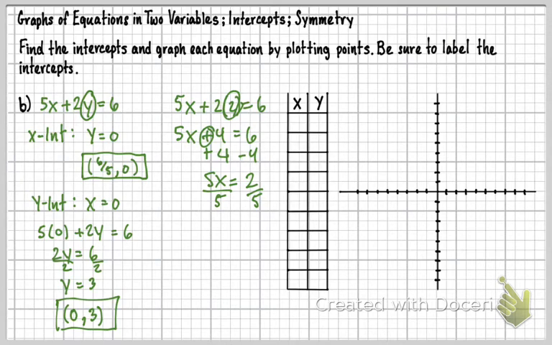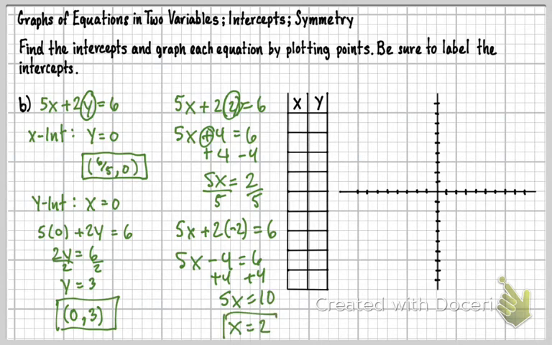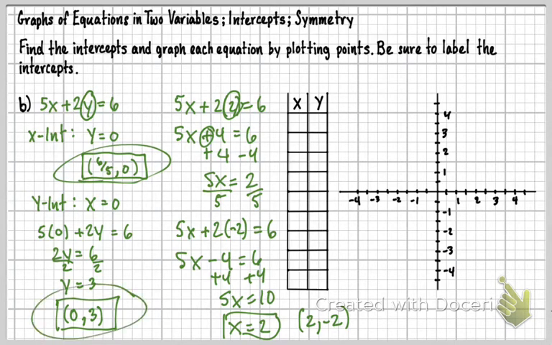So that tells me that maybe I should pick a negative 2 for my y. And let's see what happens here. So this is going to be 5x minus 4 equals 6. I add 4 now: 5x equals 10. And then when I divide by 5, x is going to equal 2. So there's a nice ordered pair, and that ordered pair would be (2, -2). So now let's graph these. Now I really have 3 points I could graph if I wanted to.